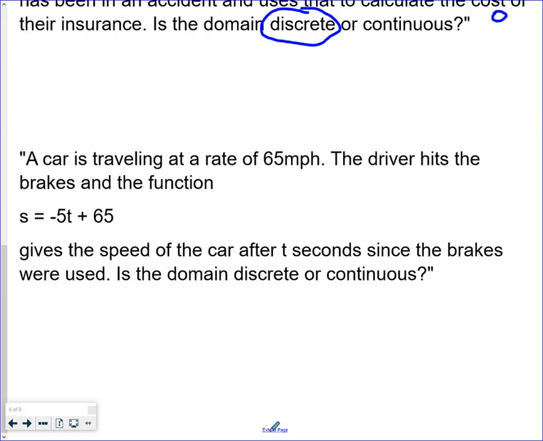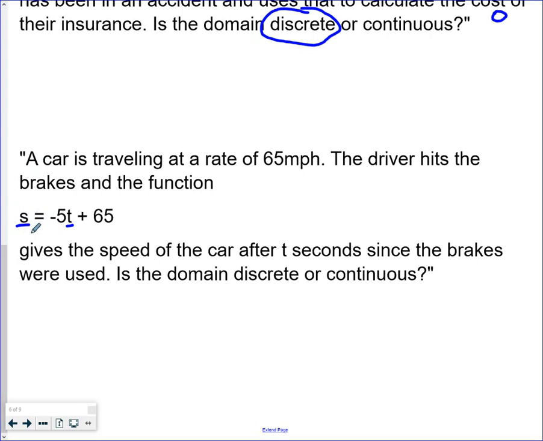This one here is a little bit hard to see. It says a car is traveling at a rate of 65 miles per hour. The driver hits the brakes, and the function, and it gives us the equation here, gives the speed of the car, that's the s, speed of the car, after t seconds, that's the input, since the brakes were used. So t is my input, s is my output. I put in how many seconds it's been since I hit the brakes, and I get out the speed my car is currently going.